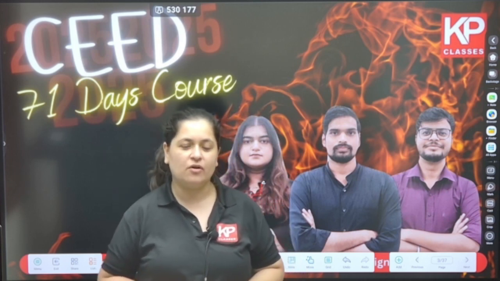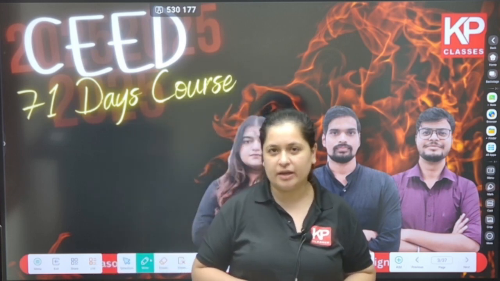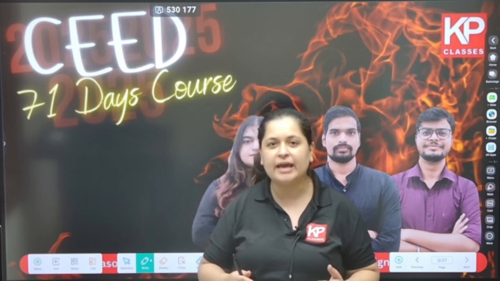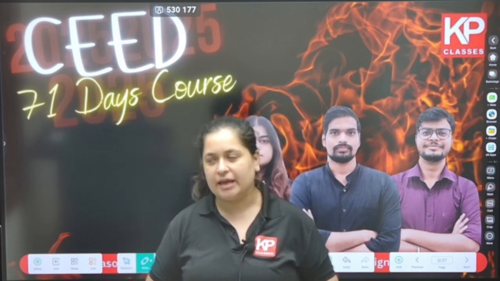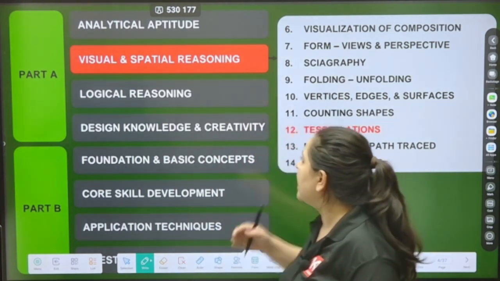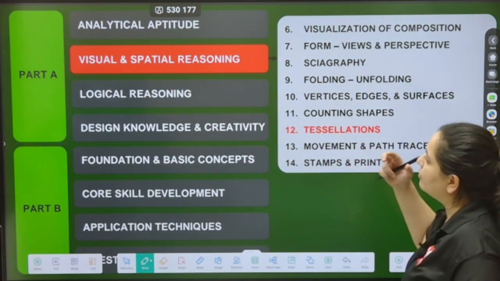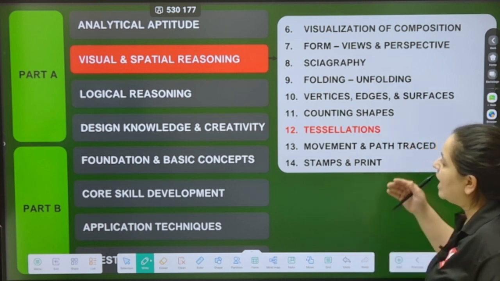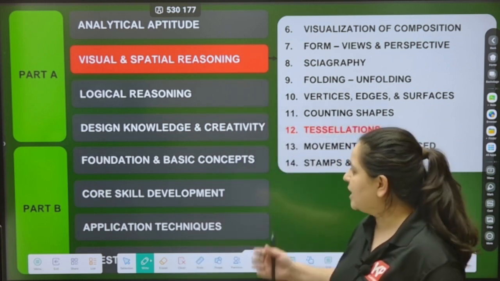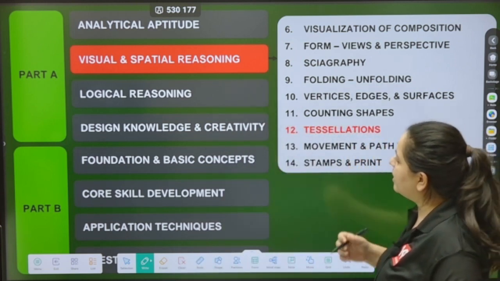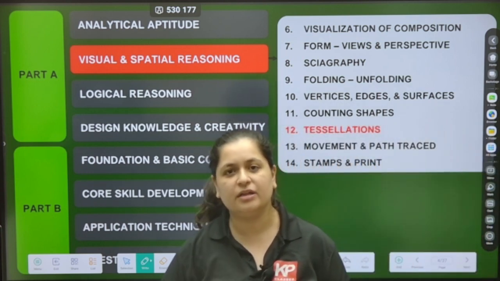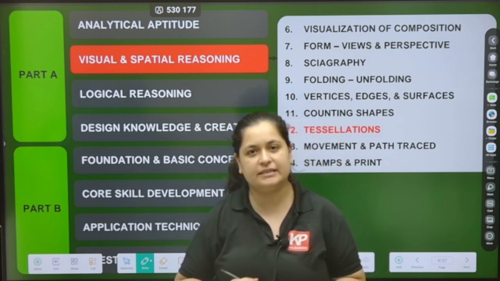As you must already be aware, in this 71-day course we are going to cover the entire syllabus of your CEED exam, including part A and part B. For part A, based on the syllabus and the previous year's questions, we have divided it into sections: analytical aptitude, visual and spatial reasoning, logical reasoning, and design knowledge and creativity. All this is part of your computer based test. Apart from that, you will have foundation and basic concepts, core skill development, application techniques and all. This is part of part B, wherein you will be tested based on your sketching and design skills.